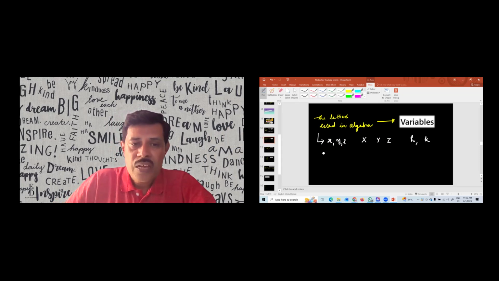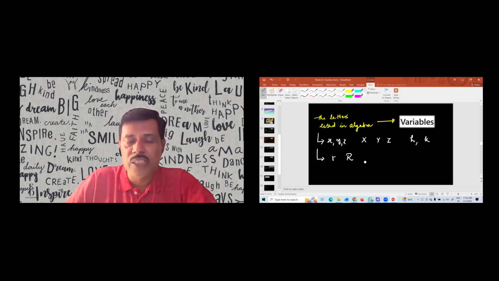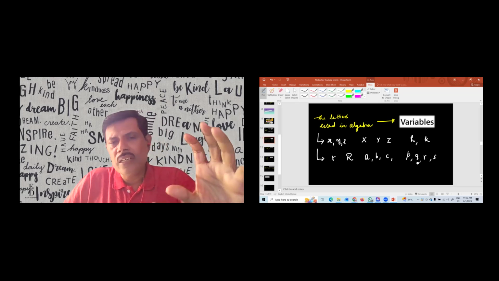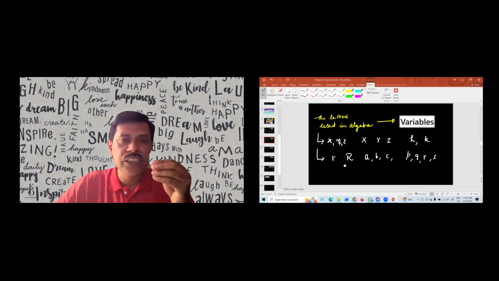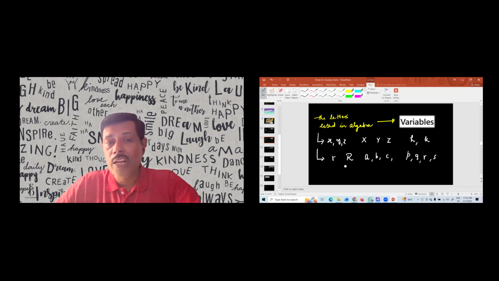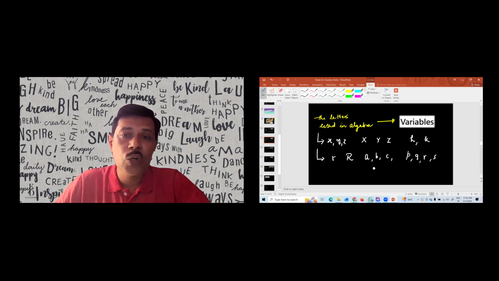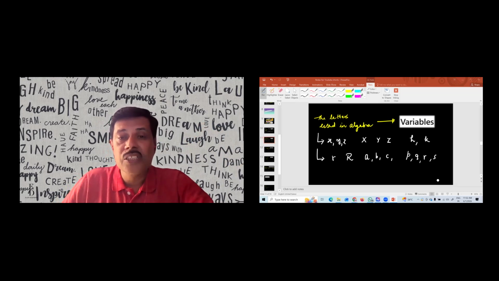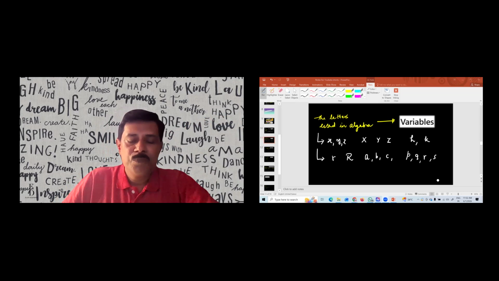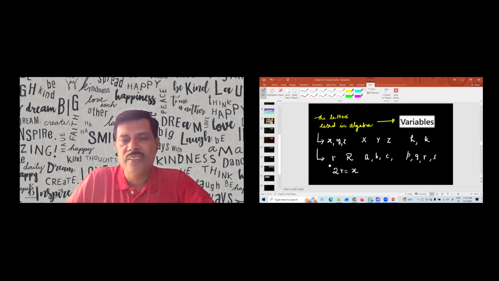In many instances, we say small r as a radius, capital R as a circumradius. We can use a, b, c. We use small p, q, r, and s, like this. So we are using letters of the alphabet, and we work with them in algebra. That is what we are trying to do. As an example, suppose I say 2r is equal to x. This is one example where we use variables.